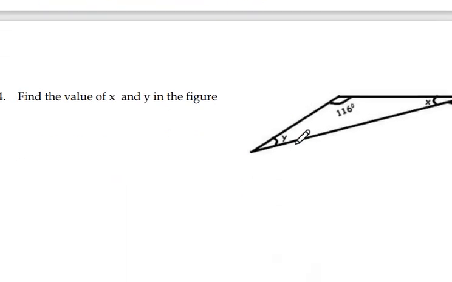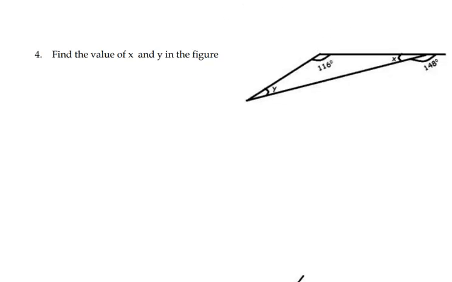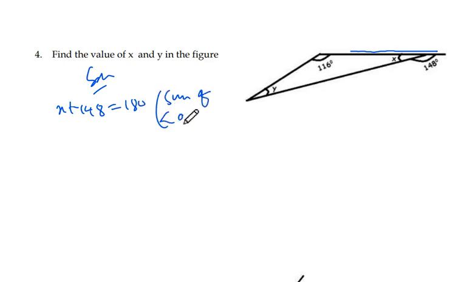Now for the fourth example, number 4, find x and y in the figure below. Let's get x. Now this is a straight line. We know this angle. Let me minimize it a bit. So to get x, we use angle on a straight line. So x plus 148 is equal to 180, sum of angles on a straight line.